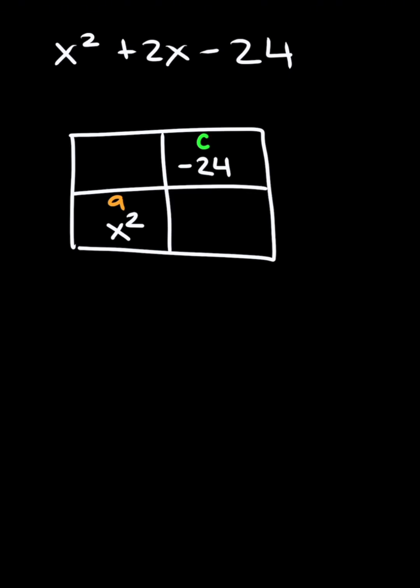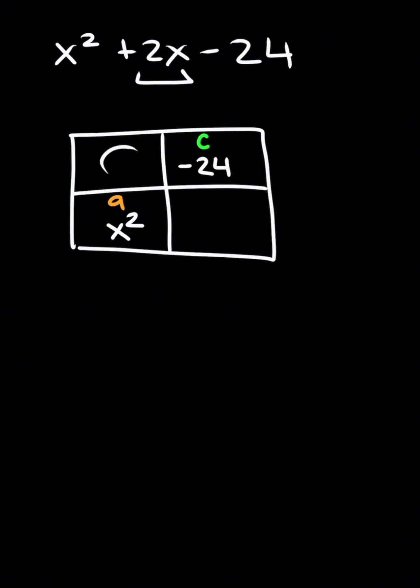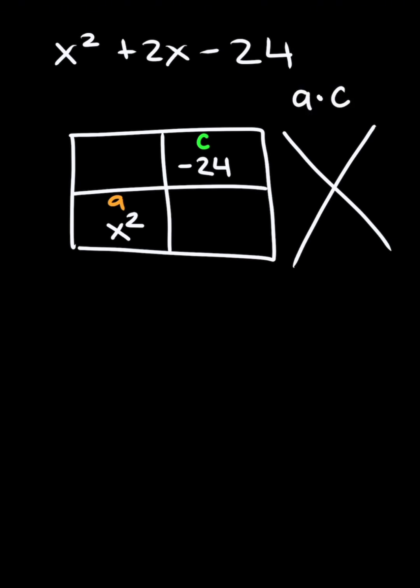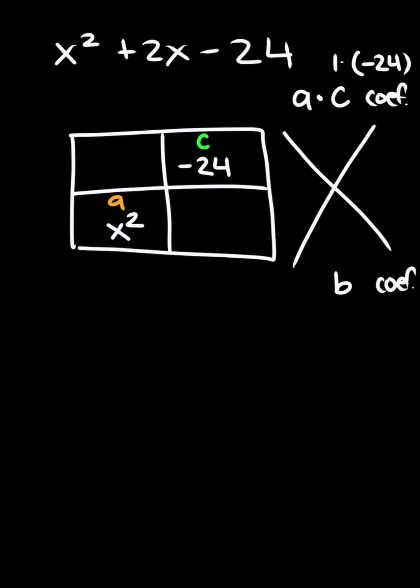Okay, now, the only one missing would be our B, correct? Which would be this. But we have to break it down into these two boxes. So how do we do that? We make an x right here. On the top here, we multiply our A and our C coefficients. And on the bottom, our B coefficient. So our A and our C, that would be 1 times negative 24, which would give us negative 24. Then on the bottom is just our B, so 2.